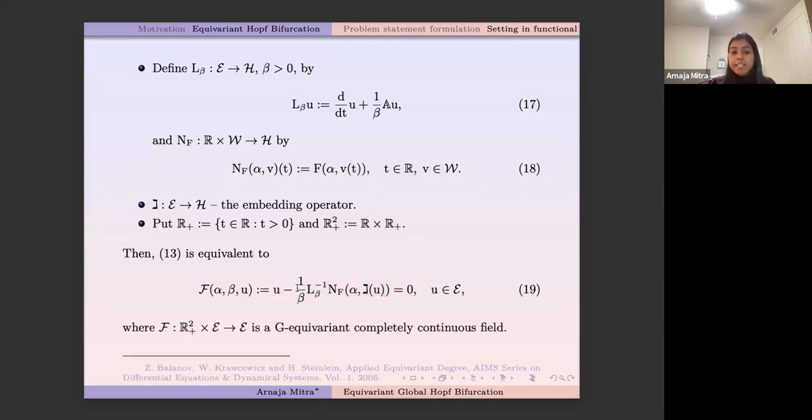And now we can see that this is a completely continuous map. And identity minus a completely continuous map is known as a completely continuous field. So this is an equivariant completely continuous field, which is one of the requirements to apply the degree theory, and we are satisfying that.